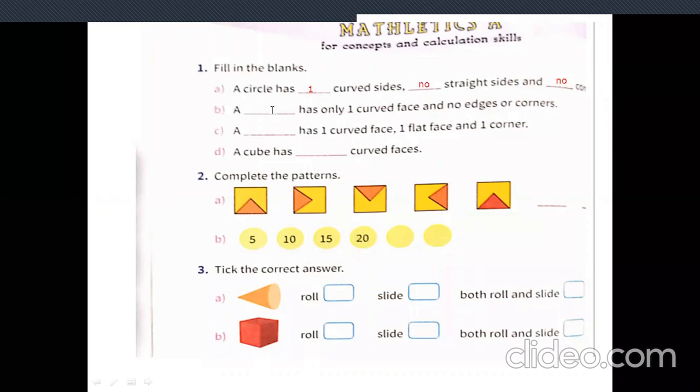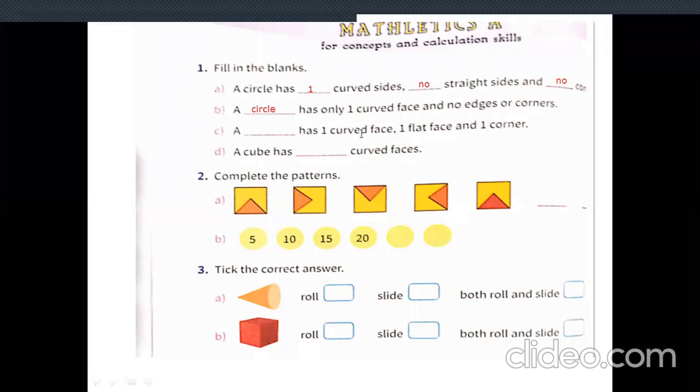Next, a dash has only one curved face and no edges or corners. A circle has only one curved face and no edges or corners.